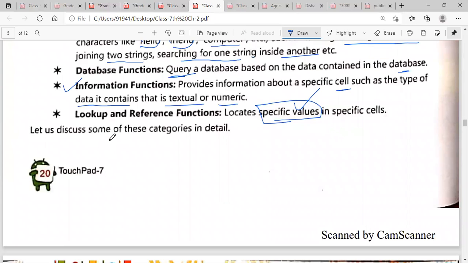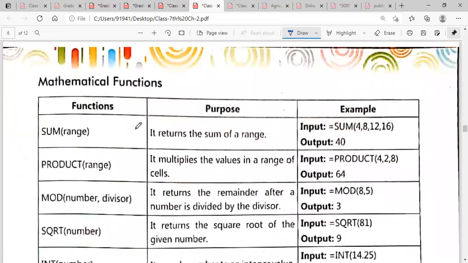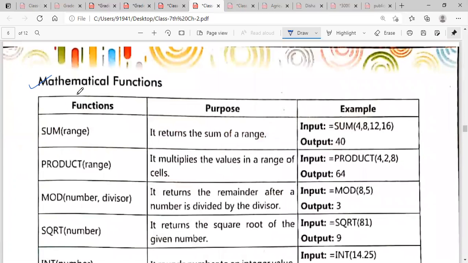Now let us discuss some of these categories in detail. There are many more functions, like the first one, mathematical functions. Here columns are given. First is function, purpose of that function, and then example. First is sum, and here we will write a range. It returns the sum of the range. The example is sum of 4, 8, 12, and the output will be 24. Next is product. We will multiply the values: 4 multiplied by 2, multiplied by 8, and we will get 64.